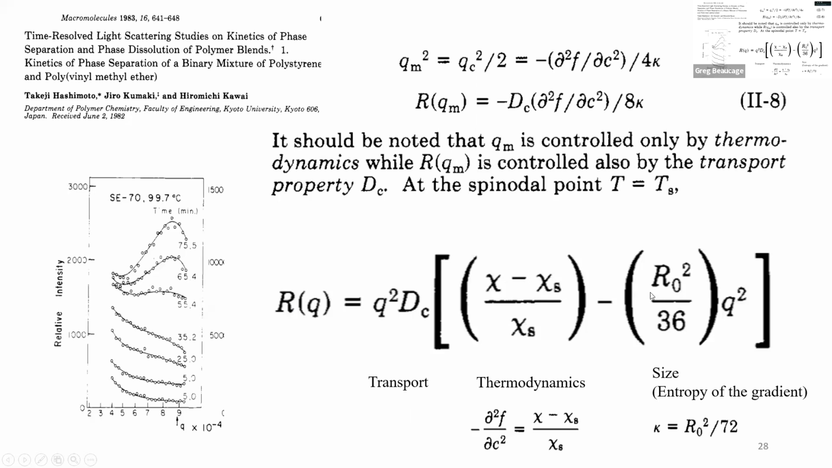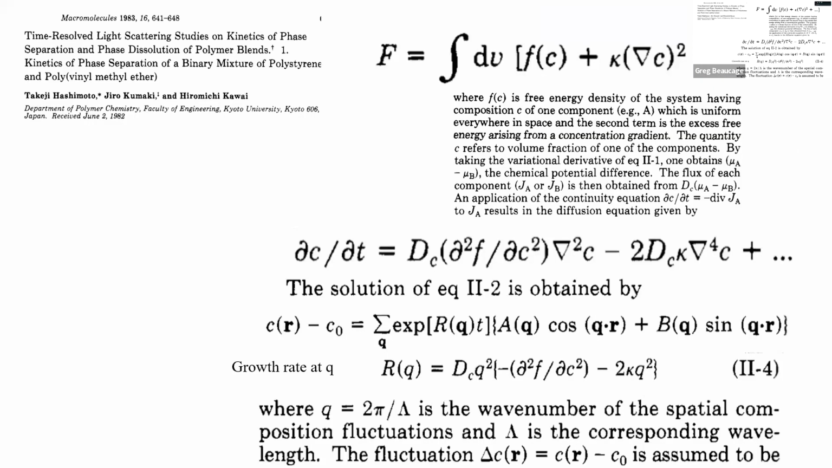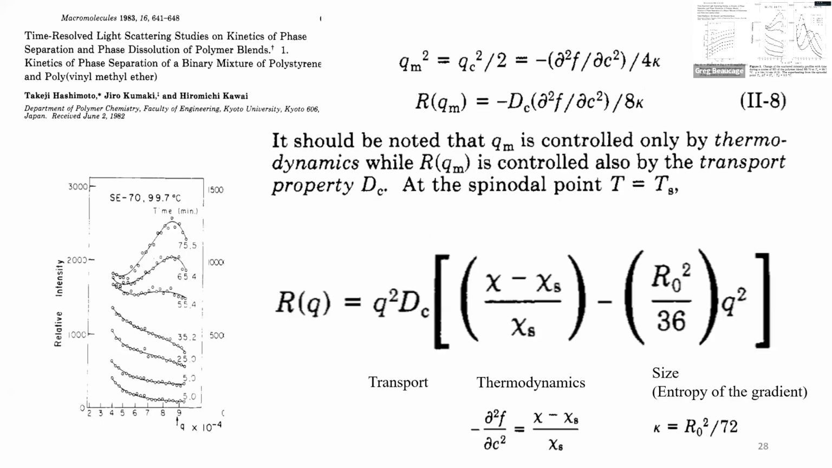a kind of an entropy of the gradient, they call it, and it has to do with just the size of the molecules in the system. So anyway, there's not an easy way to go through this stuff, I think.